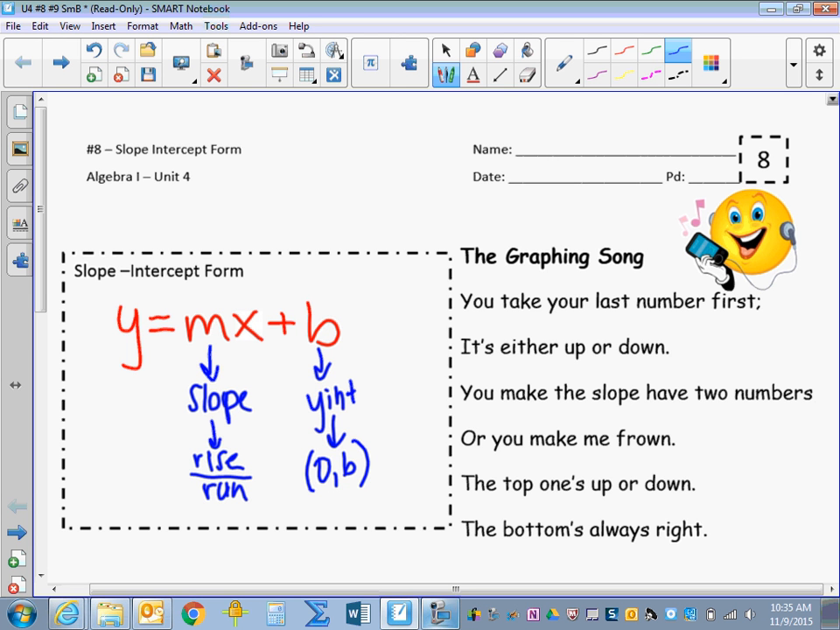The graphing song is essentially telling us that we're first going to plot our y-intercept. Your last number first. Your last number is your y-intercept. That tells you how much you go up or down on your y-axis. Then your slope needs to be two numbers. If it's already a fraction, great. If it's not a fraction, let's say my equation was y equals 2x, make your slope into a fraction. 2 is the same thing as 2 over 1. This will tell us how much we go up and then how much we go left or right. The top number tells us how much we go up or down, and the bottom one tells us how much we go left or right.